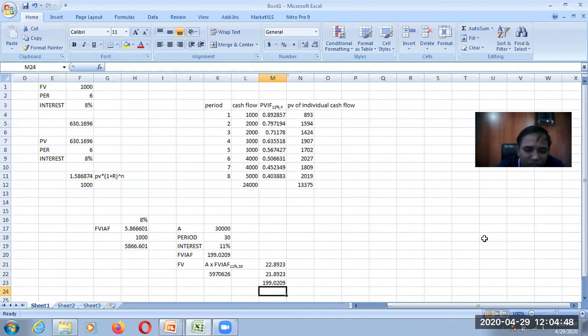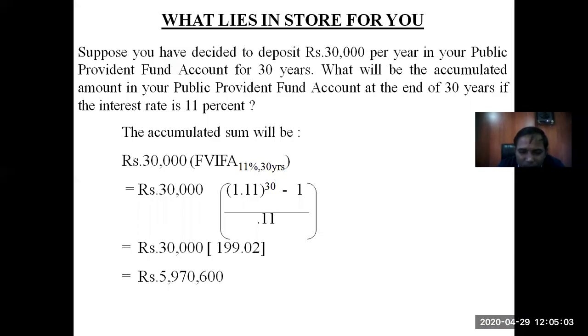If you are using a scientific calculator, you can put this entire formula together and you will be getting the answer in one single step only. You do not need to recalculate it every time. You do not need to note down the values at all. So this is how the future value interest annuity factor is calculated. We had gone through the respective way.